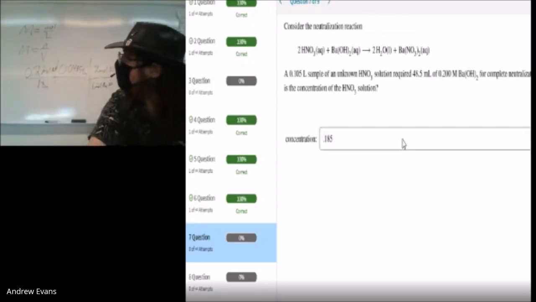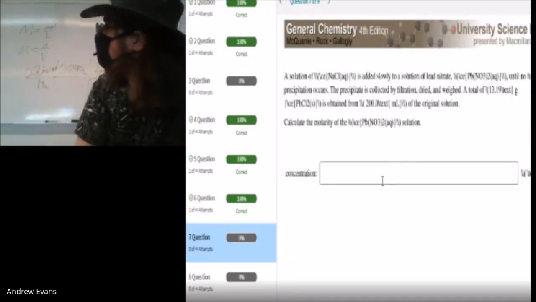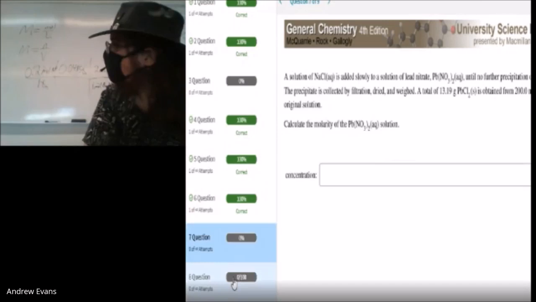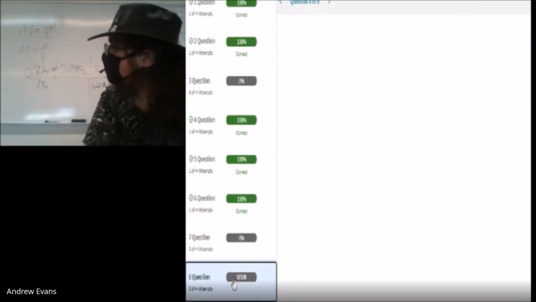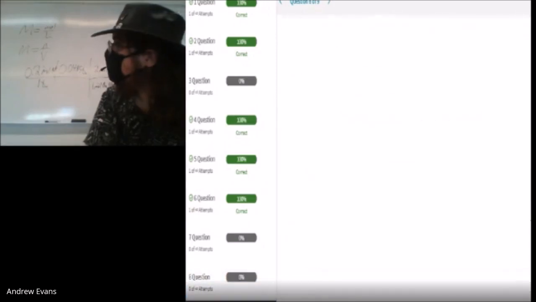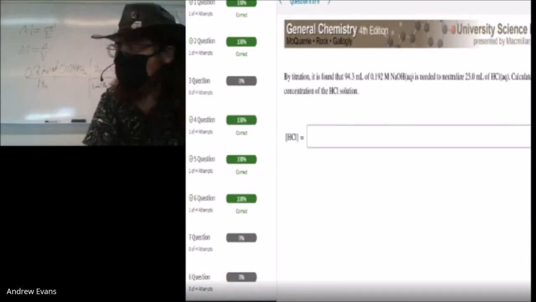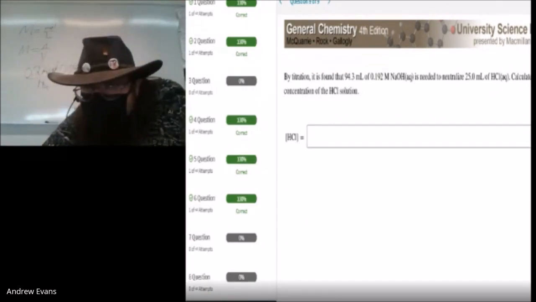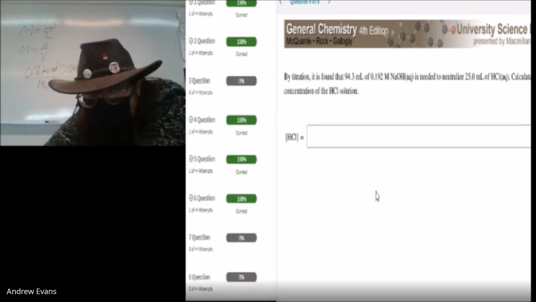Now I want to look, let's see, we'll come back to this one in a second. I just want to jump to this one real quick. No, not that one. The last one. The last one is closer to what we would expect for the exam. By titrating, a titration has found that 94.3 mL of 0.192 molar solution of sodium hydroxide is needed to neutralize 25 mL of HCl. Calculate the concentration of HCl.